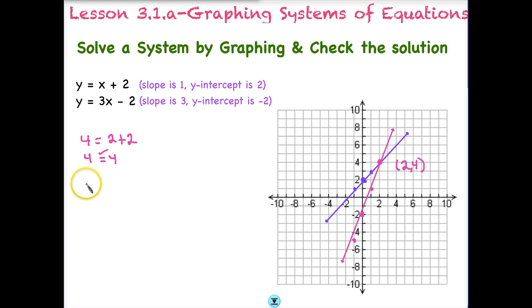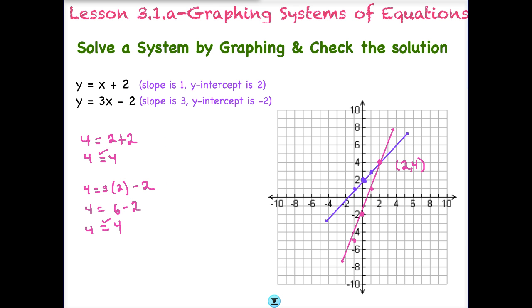Now let's check the bottom one. So we'll plug in a 4 for y, plug in our 2 for our x, and then let's simplify. So we have 4 on the left side. 3 times 2 is 6, and 6 minus 2 is 4. So as you can see, this point 2, 4 works in both of these equations. We solved it by graphing, and then we checked our solution.